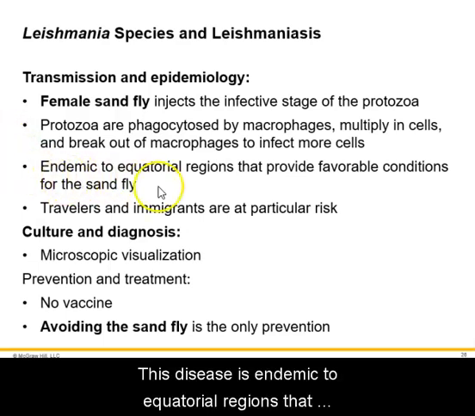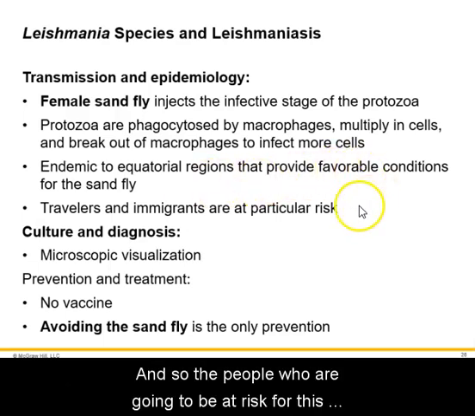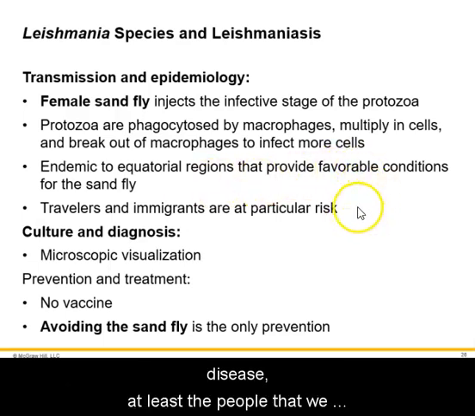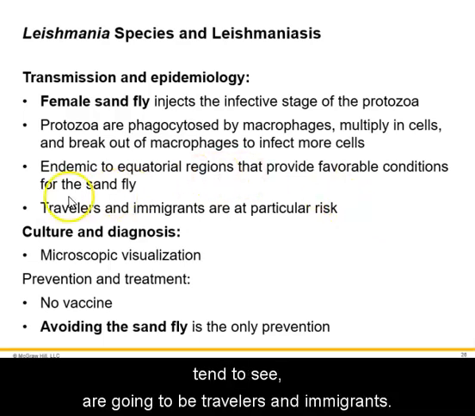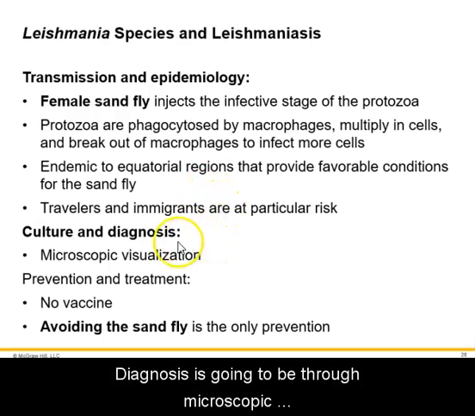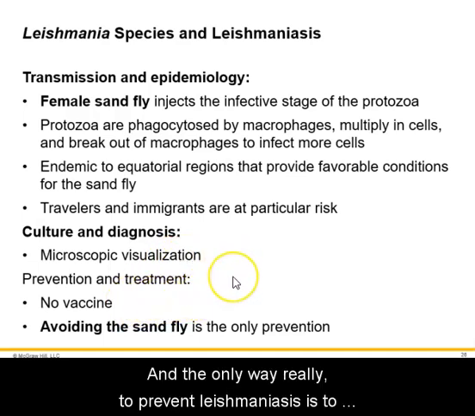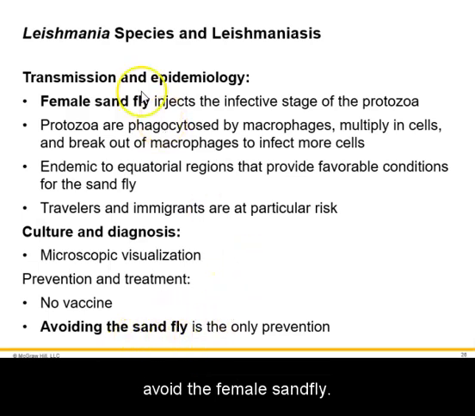This disease is endemic to equatorial regions that provide favorable conditions for the sandfly. And so the people who are going to be at risk for this disease, at least the people that we tend to see, are going to be travelers and immigrants. Culture and diagnosis. Diagnosis is going to be through microscopic visualization. And then there's no vaccine, and the only way really to prevent leishmaniasis is to avoid the female sandfly.